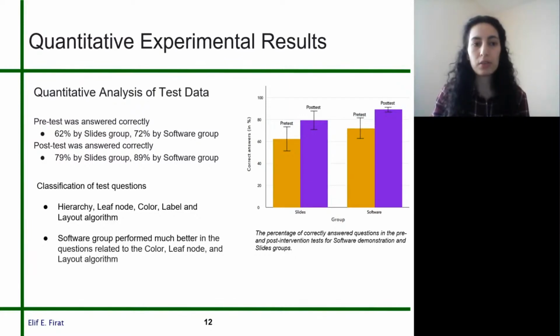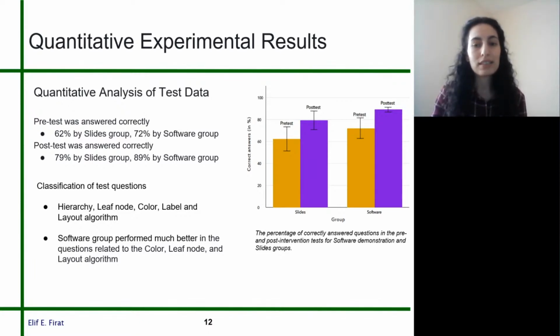According to our quantitative analysis of test data, the pre-test results didn't differ significantly between the 2 groups of students. Students who attended the slide session answered correctly on average 62% of the pre-test questions, and the students in the software group answered 72% of these questions correctly.